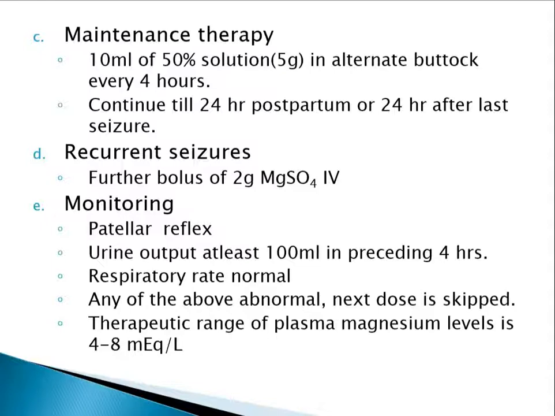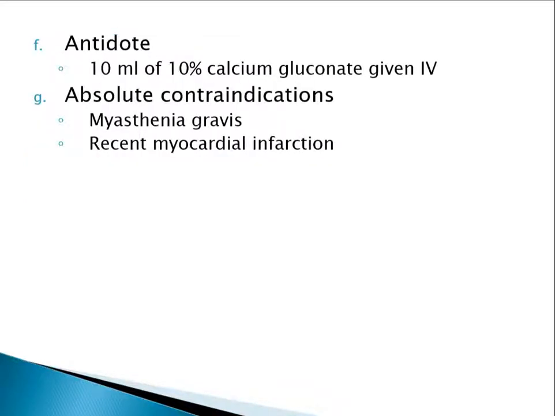Now, the therapeutic range of plasma magnesium levels is 4 to 8 milliequivalents per liter. If you have the facilities to do plasma level estimation every 4 hours, that would be fine. That will tell you whether it's in the therapeutic range, or anything more than 8 means it is reaching toxic levels. Right. Then suppose toxicity is there, what do you do? You give the antidote calcium gluconate, 10% calcium gluconate, 10 ml intravenously.